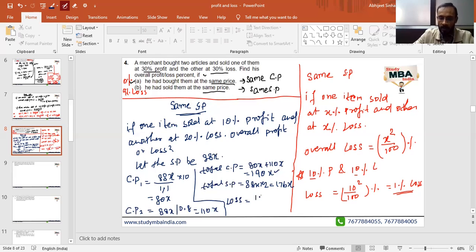So this is how much? Can we say this is 14x? Yes sir. Divided by 190x into 100. x कट गया, 0 कट गया, आपको क्या मिल गया? अब और cancel out नहीं हो सकता. So this is 140 by 19%. This is what? Loss.